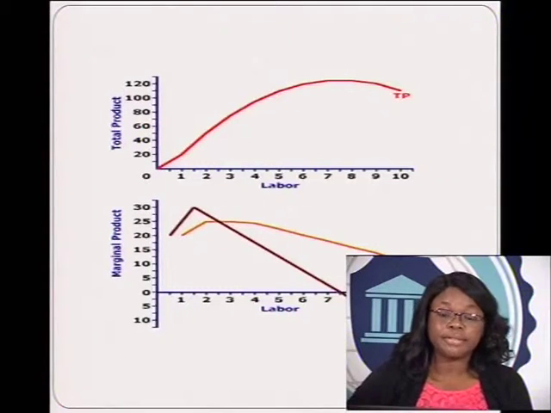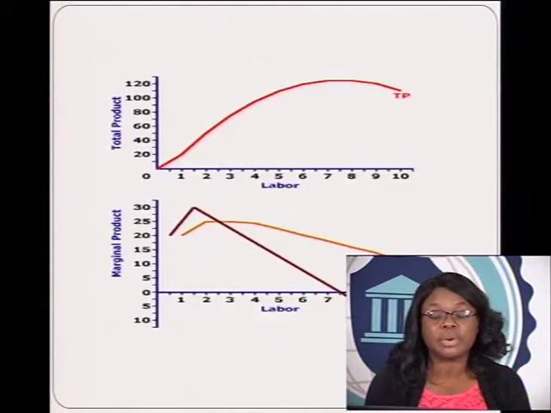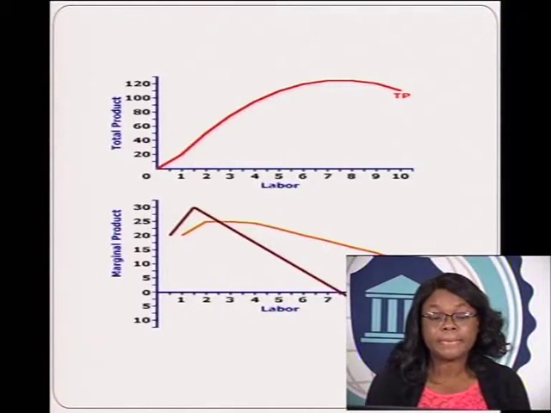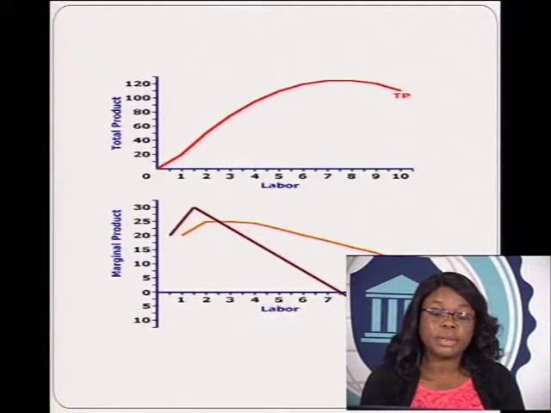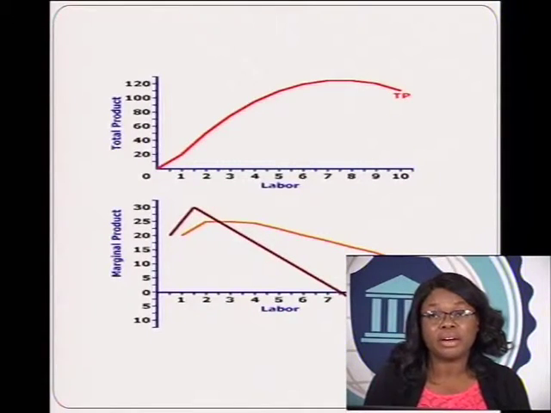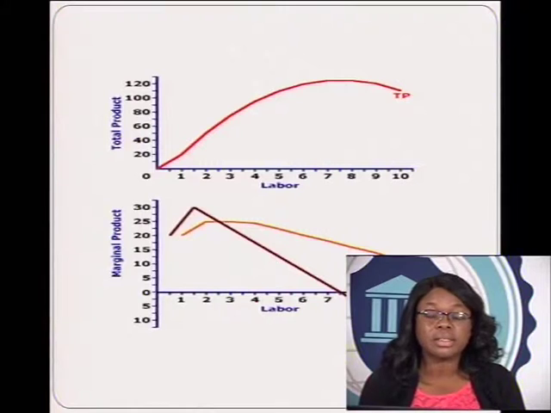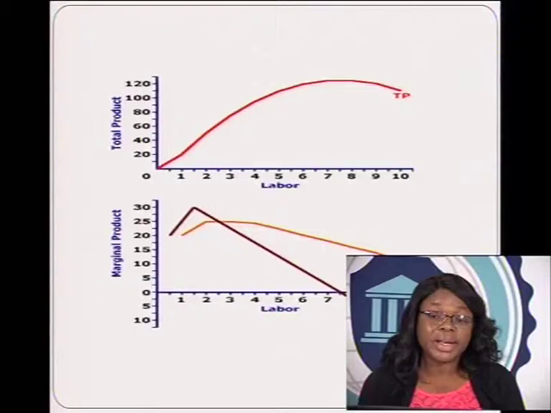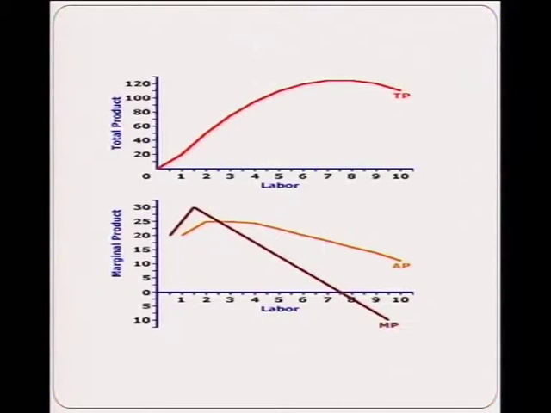Graphically, it looks like this. The first graph is the total product. On the horizontal axis, we have labor. On the vertical axis, we have TP. And you can see the TP curve. As we increase labor, you can see the total product increases, gets to a maximum and begins to fall. I'm going to explain why it's going to fall. And below that, you see the relationship between labor and product as well, which is the marginal product of labor.